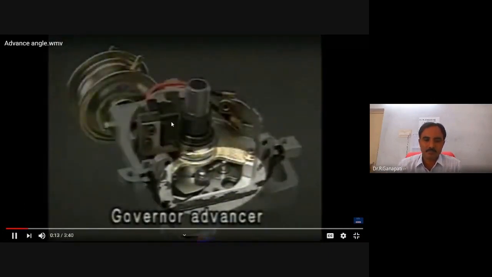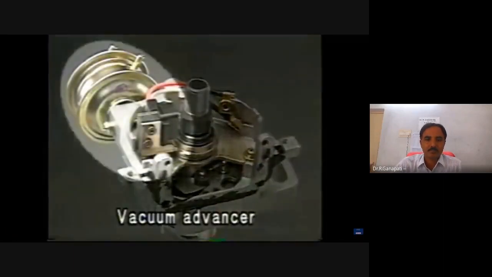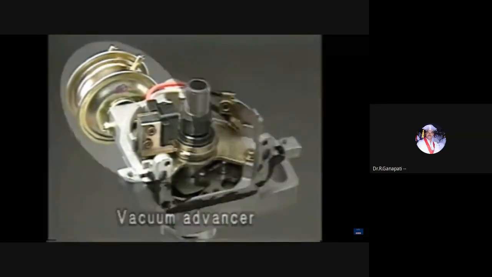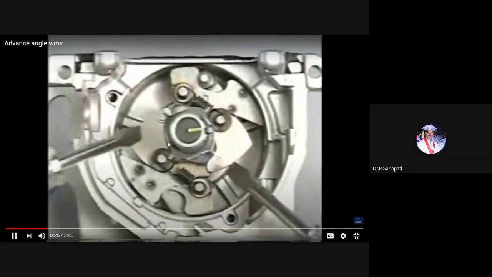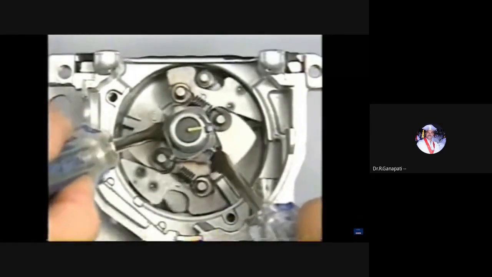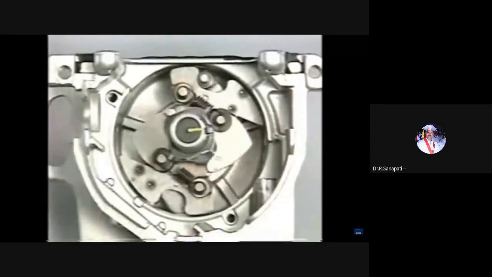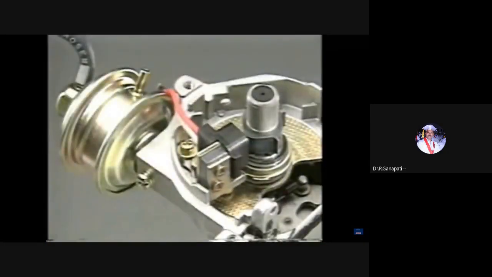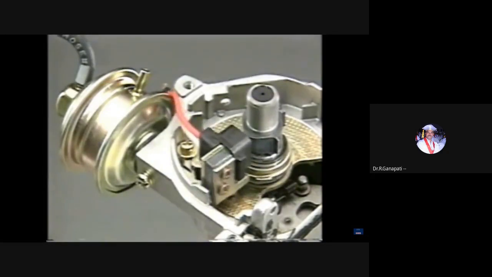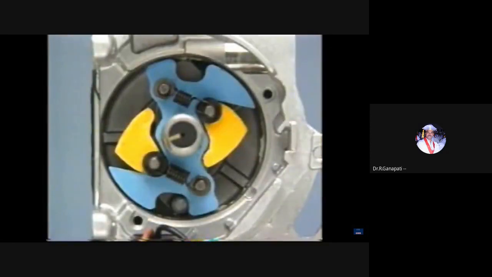Ignition timing is controlled by a governor advancer according to the engine speed and by a vacuum advancer according to the load on the engine. The governor advancer controls the ignition advance angle by rotating the signal rotor slightly relative to the distributor shaft. And the vacuum advancer controls the advance angle by changing the position of the pickup coil. Let's take a closer look.